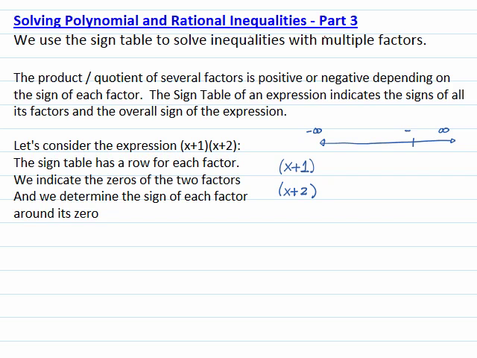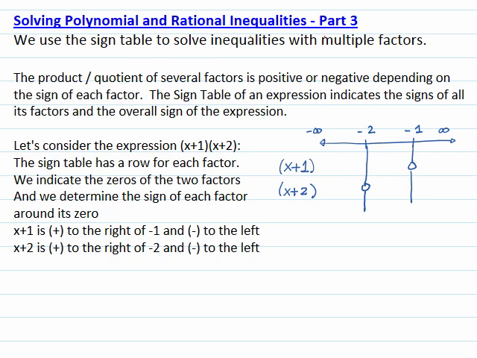X plus 1 is 0 at negative 1 and x plus 2 is 0 at negative 2. Looking at x plus 1 only, x plus 1 is positive when x is greater than negative 1, that is to the right, and it's negative when it is less than negative 1. Looking at x plus 2 only, x plus 2 is positive to the right of negative 2, and it is negative to the left of negative 2.